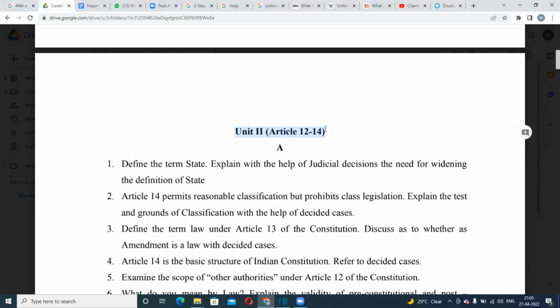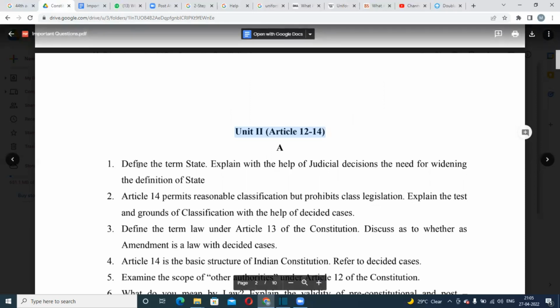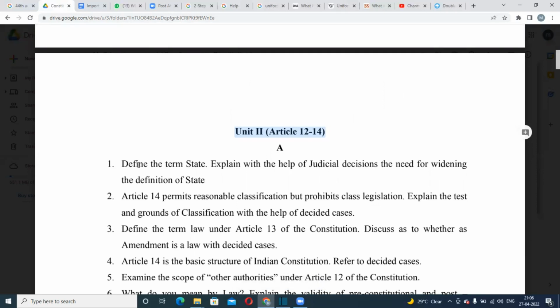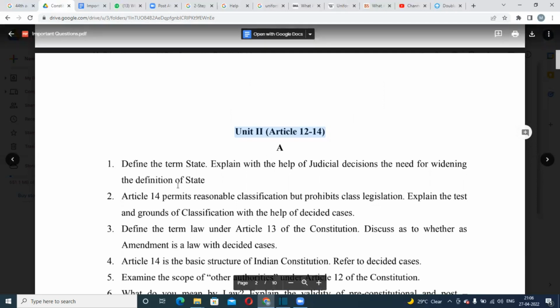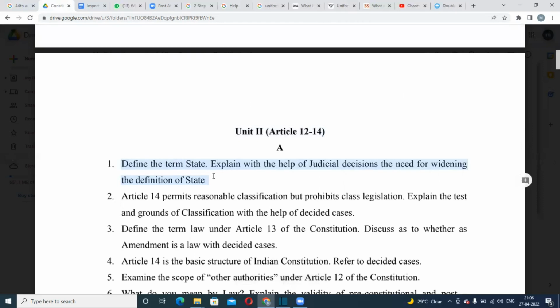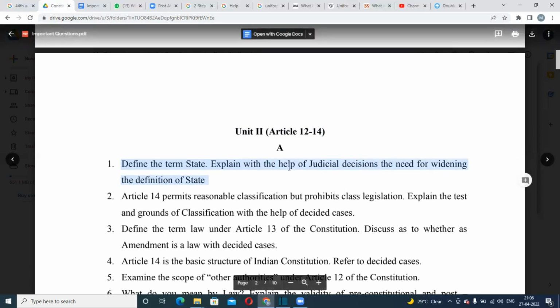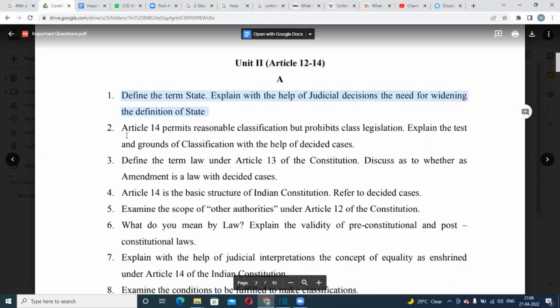Next is unit 2, where we have articles 12, 13 and 14. Just 3 articles are there. All the 3 articles are very important. But within these articles, different concepts are also added that you will see in the questions. First of all, define the term state. Explain with the help of judicial decisions the need for widening the definition of state. Very important question. With cases you need to study it.